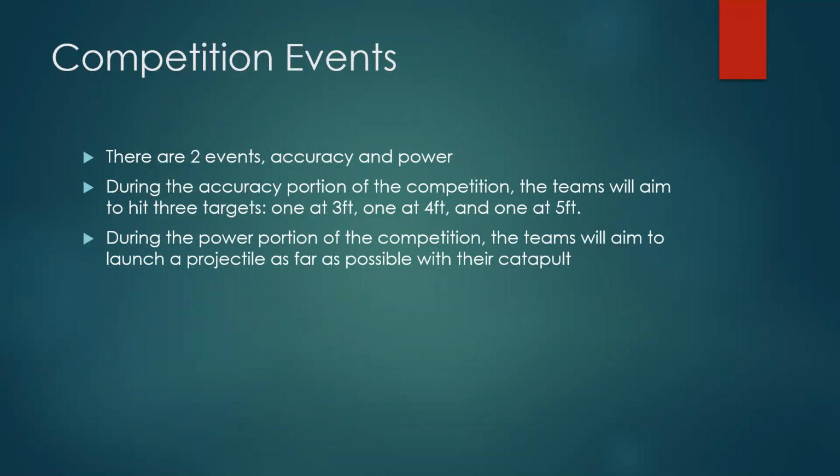There are two events for the competition, accuracy and power. In the accuracy portion, the teams would aim at 3 targets, one at 3 feet, one at 4 feet, and one at 5 feet. During the power portion, the teams will aim to launch a projectile as far as possible with their catapult. Next slide.